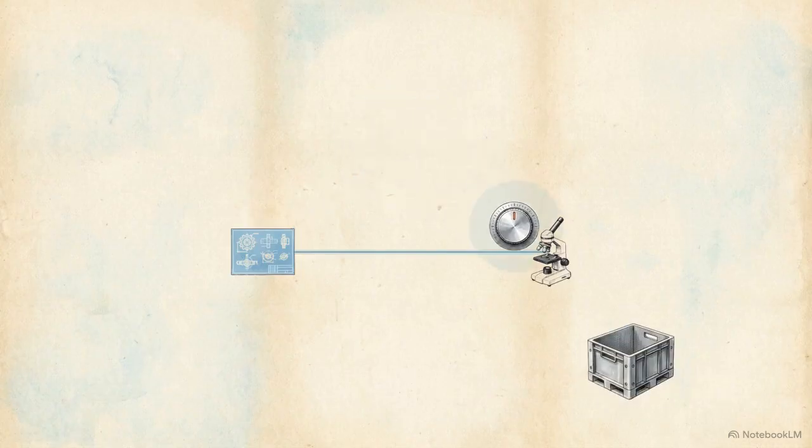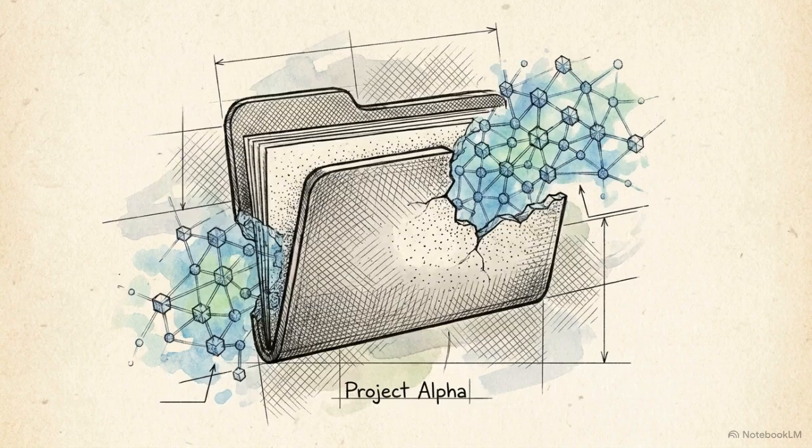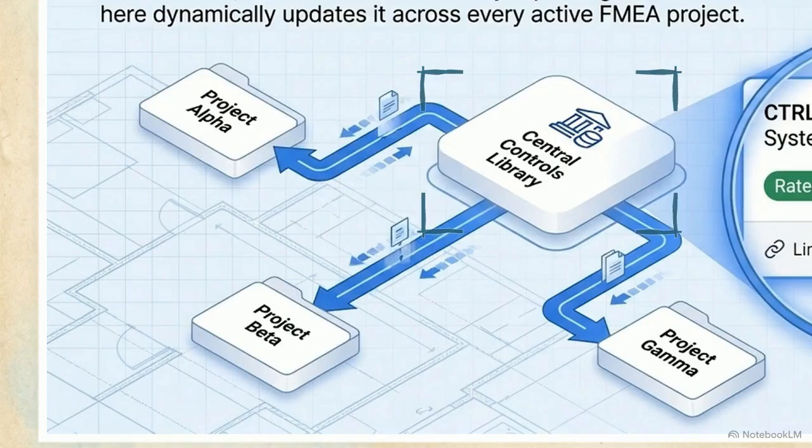But even a meticulously generated FMEA is vulnerable to the final major flaw of standard design protocols: isolated knowledge and institutional amnesia. Highly effective testing protocols and precise prevention controls frequently end up locked inside individual project files, forgotten the moment the product ships. The central controls library solves isolated data by pushing updates across active branches.